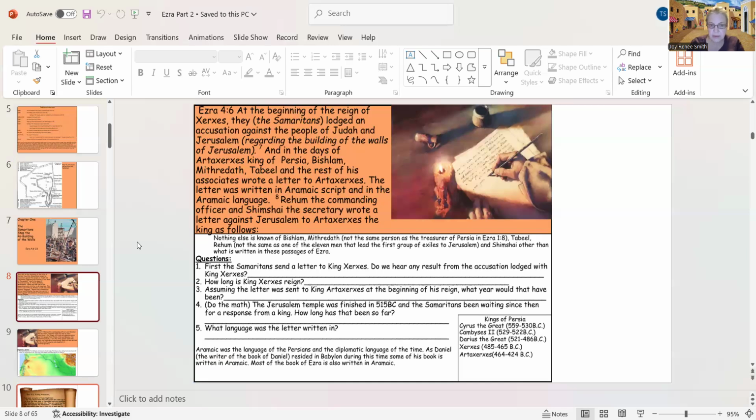What language was the letter written in? Aramaic. Aramaic was the language of the Persians and the diplomatic language of the time. As Daniel, the writer of the book of Daniel, resided in Babylon during this time, some of his book is written in Aramaic. Most of the book of Ezra is also written in Aramaic.